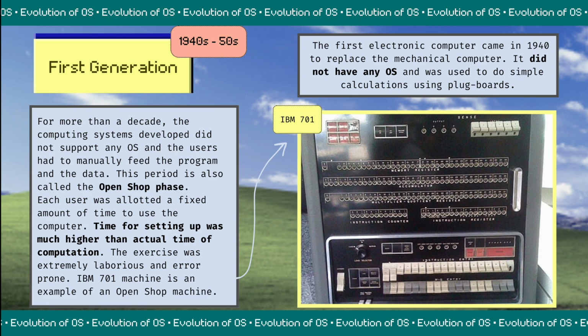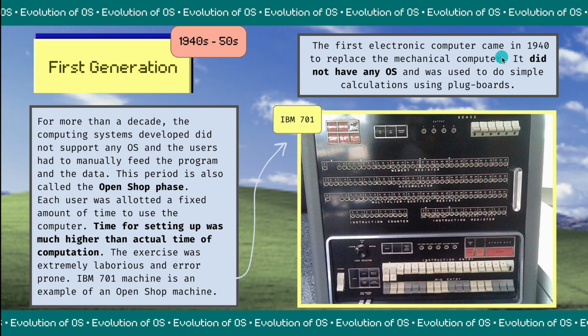Now, this period is also called the open shop phase. Each user was allotted a fixed amount of time to use the computer, and mostly the time for setting up the computer was much higher than the actual time of the computation. This exercise was extremely laborious and error prone. The IBM 701 machine is an example of an open shop machine, as you can see right here.